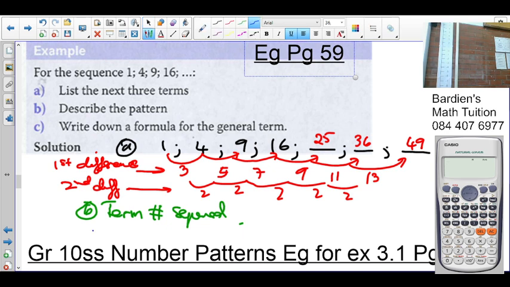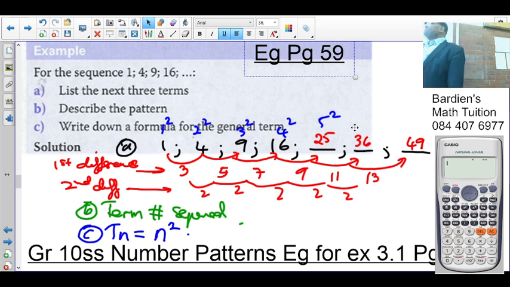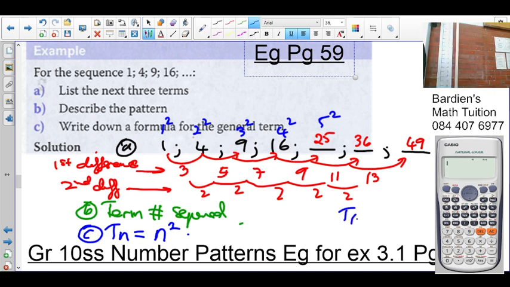For C, you want the general term. So what did we notice here? That was 1 squared, 2 squared, 3 squared, 4 squared, 5 squared, and so on. So the general term would simply be n squared. Tn is equal to n squared. So they could ask you, what is the value of T10? Which is 100. And so on.